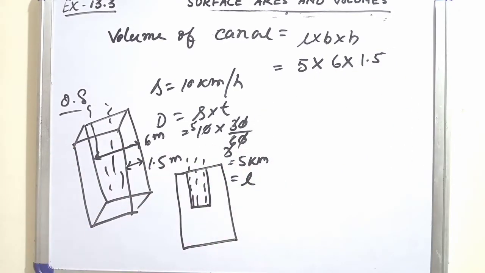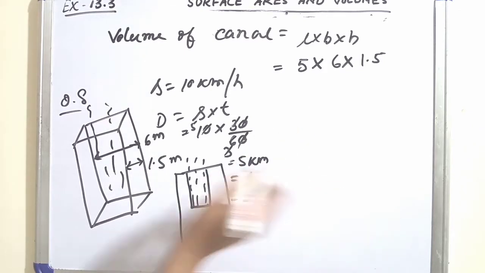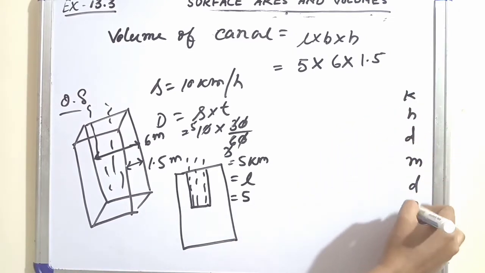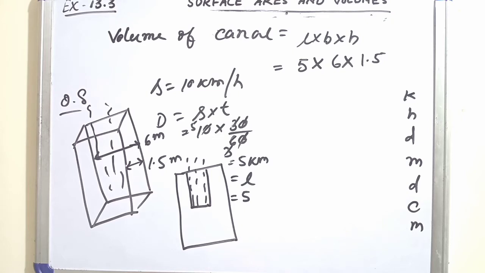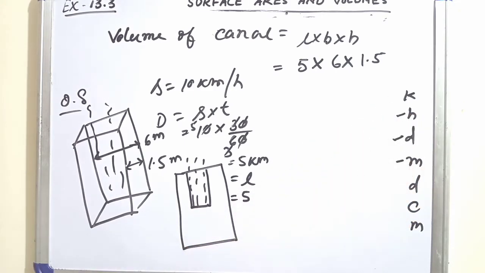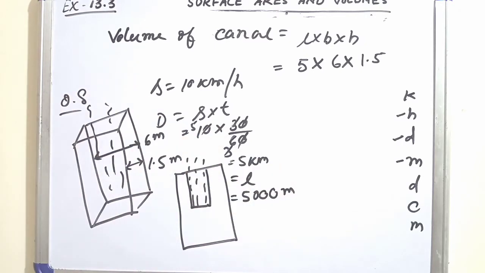But this is 5 kilometer, so you have to change it into meter. So 5 kilometer is equal to... kilometer, hectometer, decameter, meter, decimeter, centimeter, millimeter. So you have to change kilometer to meter. That means you will need 3 zeros. Hectometer, decameter, meter. That means 5000 meter.